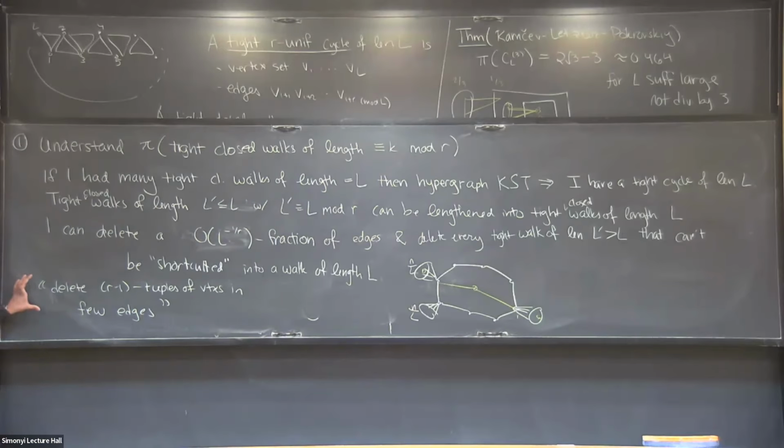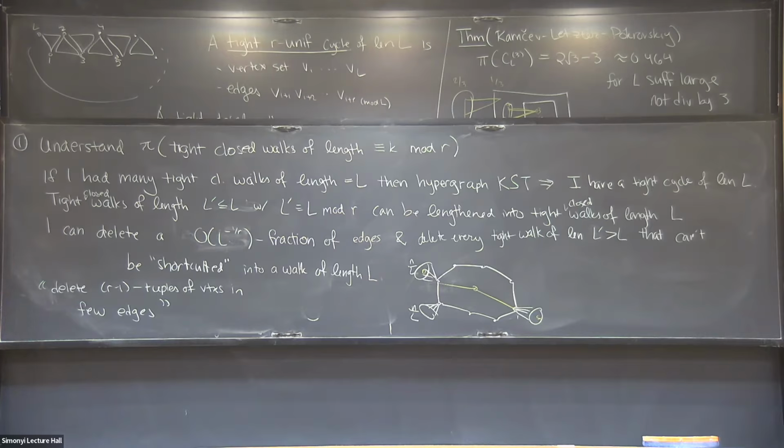So you should think of the argument morally as being this. Well, but really by delete the tuple, I mean delete the edges that contain that tuple. So that's what you can delete. After you do this, the resulting graph has large degree in some sense, and you can use the large degree to shortcut.